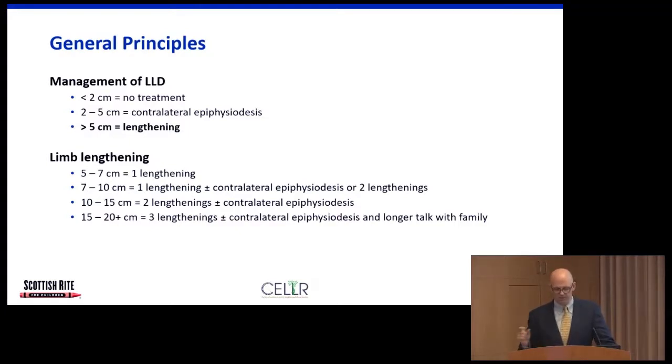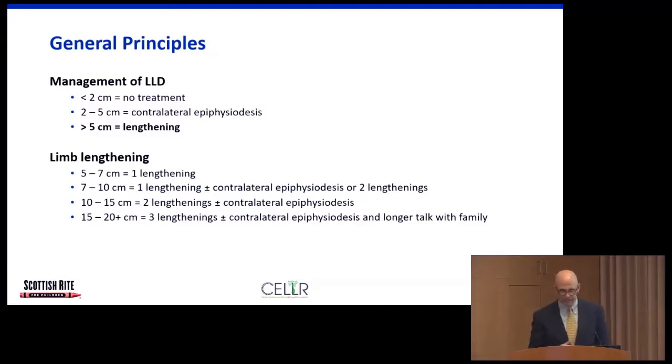If we have someone who has a 7 to 10 centimeter discrepancy, then we're looking at having to do a lengthening plus an epiphysiodesis or 2 lengthenings. Sometimes the family does not want to do an epiphysiodesis. They feel very strongly about not touching the good leg, and that's understandable. Again, 10 to 15 centimeters, you're looking at 2 lengthenings and an epiphysiodesis. 15 to 20 centimeters or more, you're looking at 3 lengthenings.